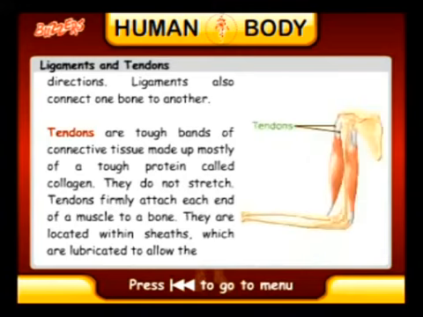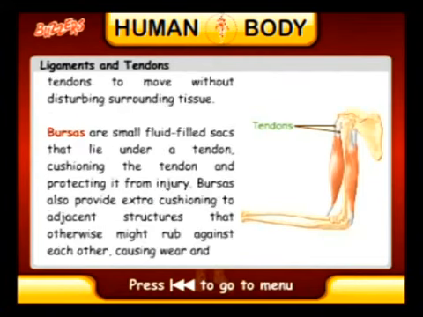Tendons are tough bands of connective tissue made up mostly of a tough protein called collagen. They do not stretch. Tendons firmly attach each end of a muscle to a bone. They are located within sheaths, which are lubricated to allow the tendons to move without disturbing surrounding tissue.